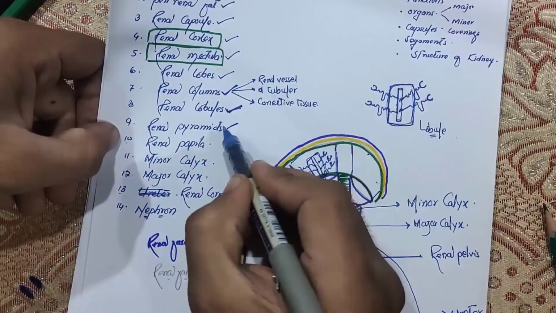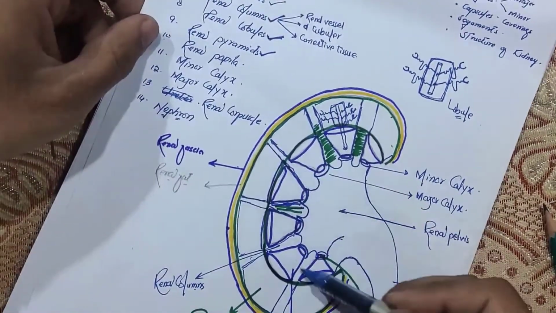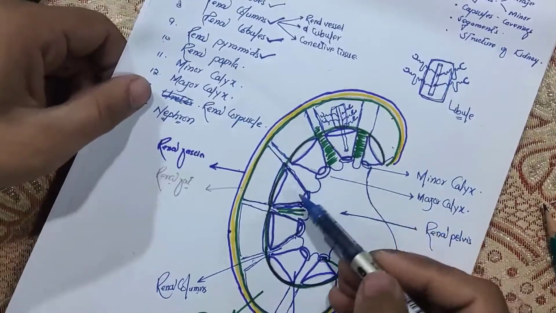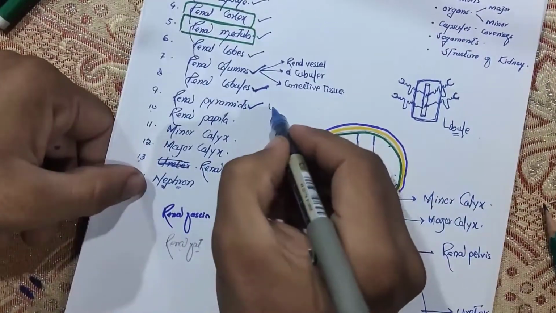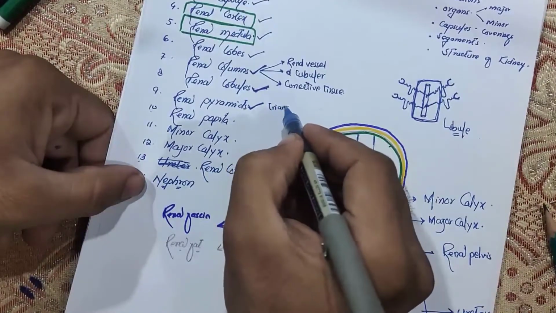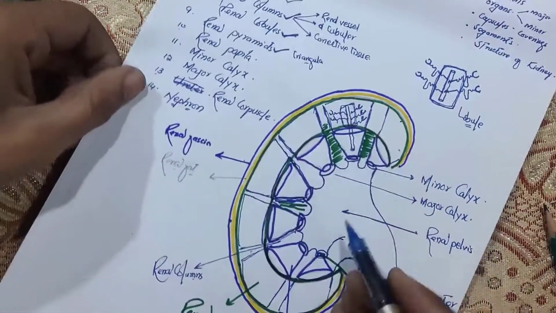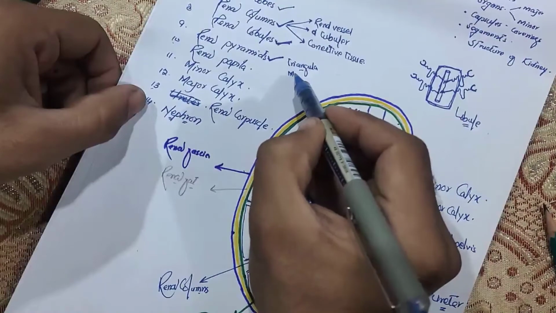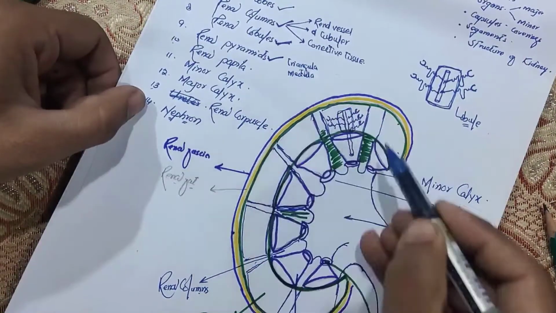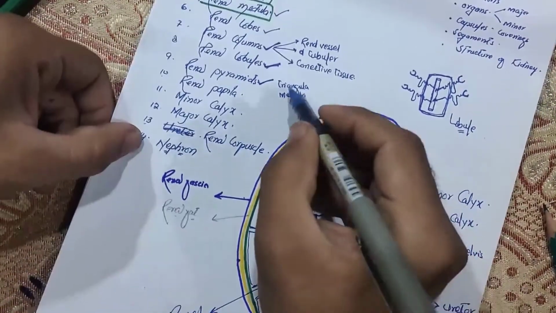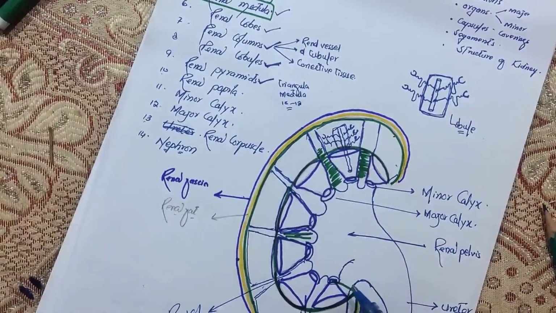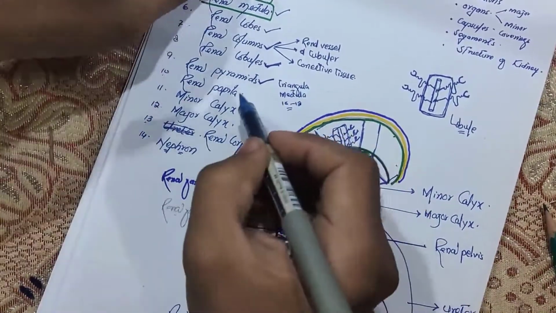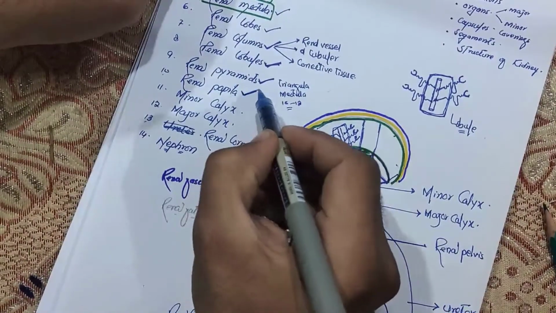Then there are renal pyramids. So as I told you just a minute before, we told you about the renal pyramids. So pyramids are triangular structures, triangular part, right, which are present in medulla. They are found in medulla. So these are the renal pyramids. About 10 to 12 pyramids are present in each kidney. Clear, friends? Okay. Then there are renal papilla.